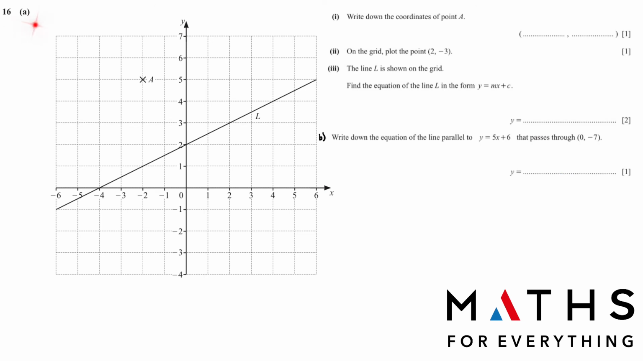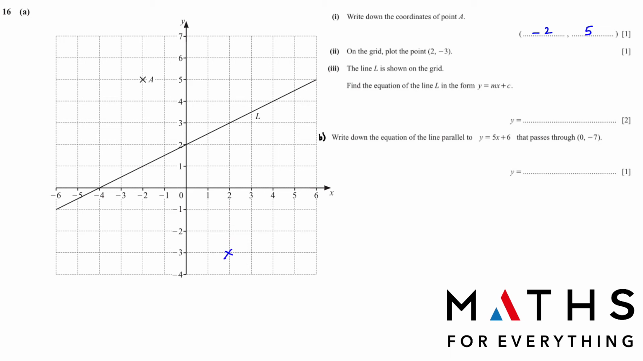Question number 16a. Write down the coordinates of point A. This is A. So first we write the x value. Look down, it's -2. And then the y. We go to the y-axis, which is 5. Part 2. On the grid, plot the point (2, -3). 2 is our x and y is -3. So (2, -3).